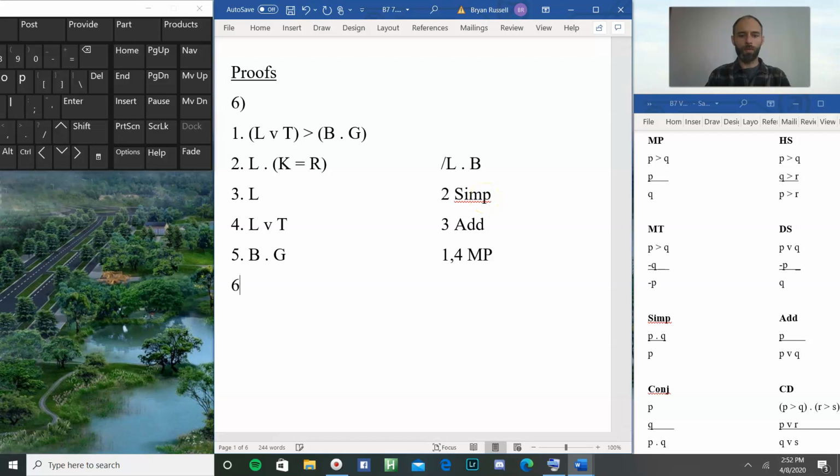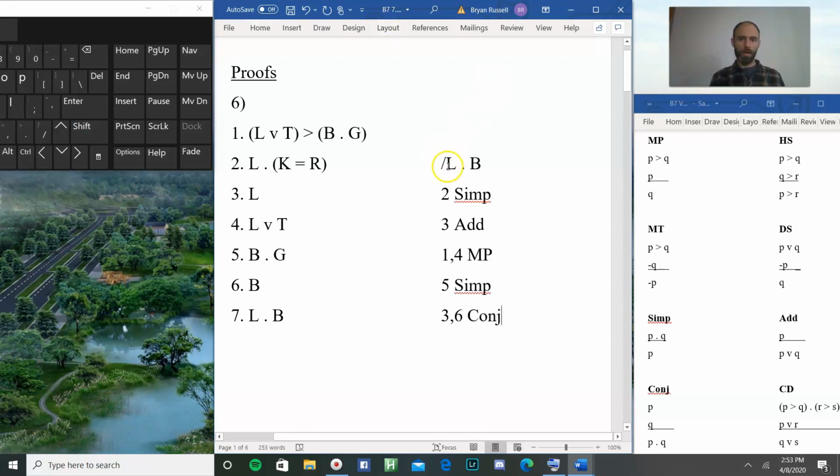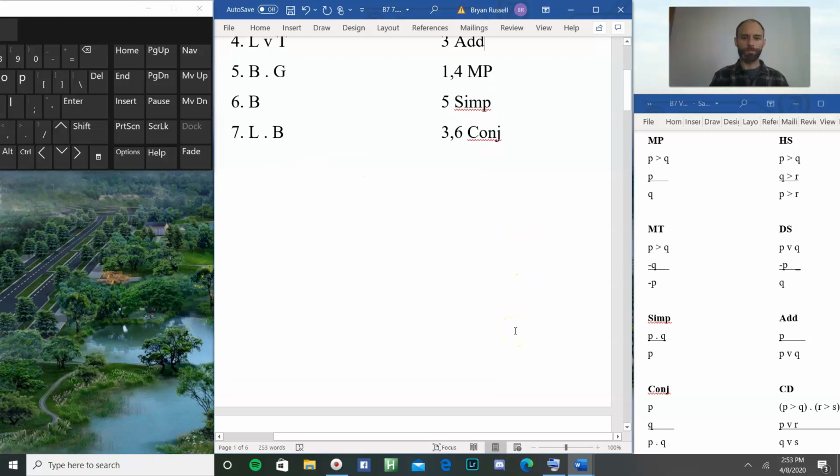And now it's just a couple steps to the finish. We're going to simplify 5. And now on line 3 and 6, we have L and we have B. So then we can combine them together. Sorry, conjoin them together. That was 3, 6. To get L dot B. And this is what we were going after. Here's what we got. We did it in 5 lines, and we justified every step along the way. So we're finished with that one.